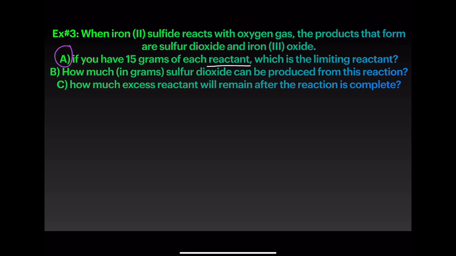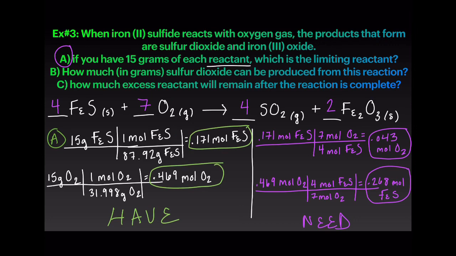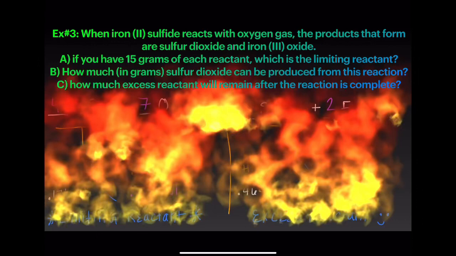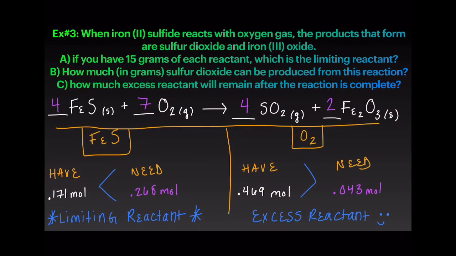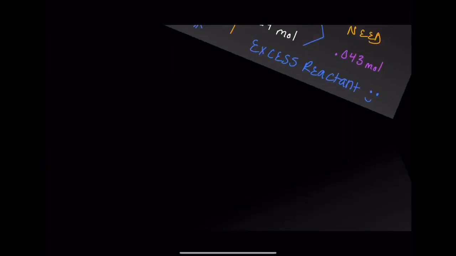So we're going to do part A. We want to figure out which one's the limiting reactant. Here's my written balanced reaction. On the left, I convert from grams to moles to find the have numbers. On the right, I use the number of moles in my molar ratio to find the need numbers. And I'm going to compare them here in a minute. Like now. So here we go. Now I can see that my iron 2 sulfide is going to be my limiting reactant because I don't have enough to actually make this happen.